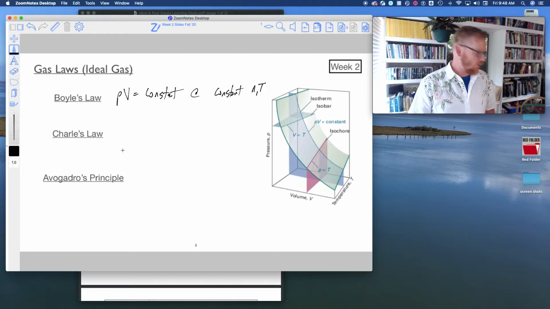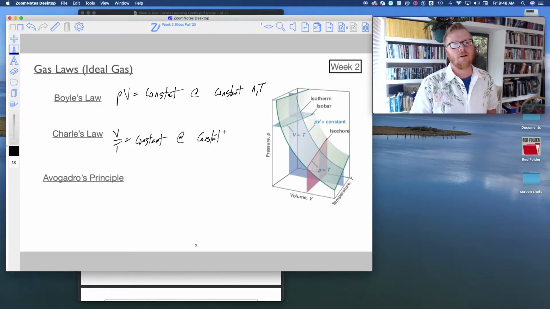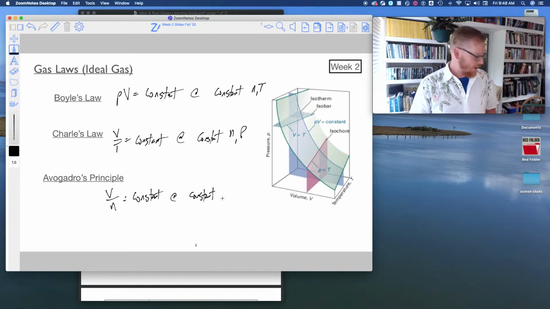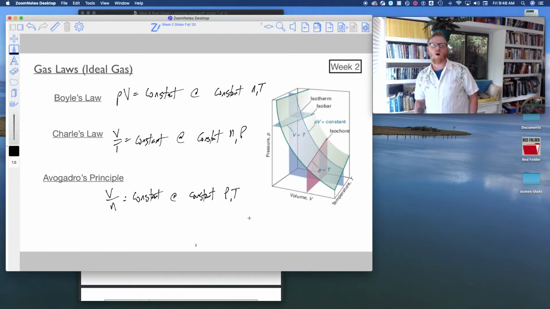Okay? Charles' law says V over T equals a constant at constant N and P, okay, constant number of moles and pressure. And then Avogadro's principle says V over N equals a constant at constant P and T. Okay, so now what do all of these mean?